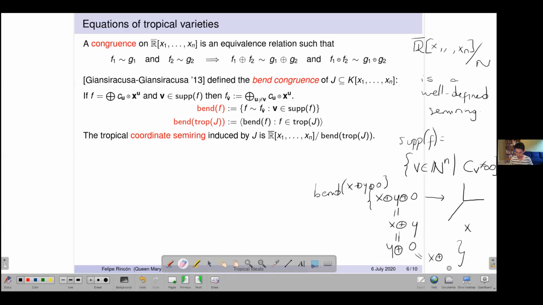Yeah, this last one should be x plus 0. Thanks. The next question is, why is this a good choice? Is there any intuition for this? That's a very good question as well.